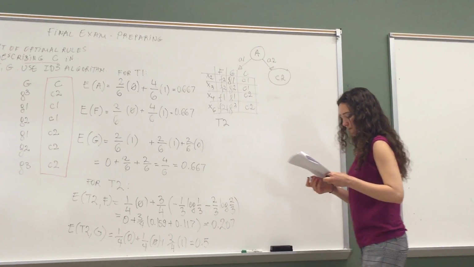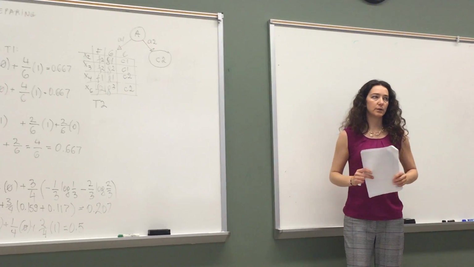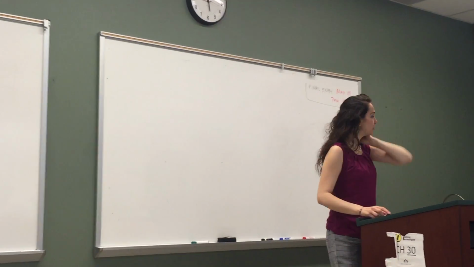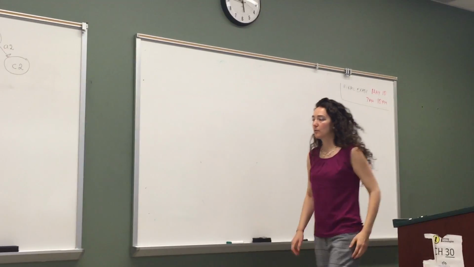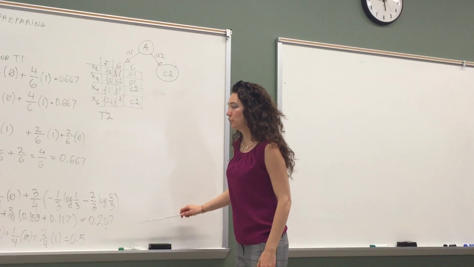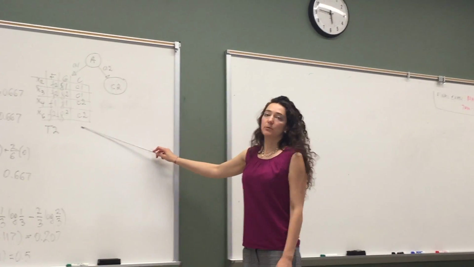We will choose the attribute with the smaller entropy. So which one are we going to choose? We're going to choose F, because it's 0.2 and G is 0.5. So next, this table will be split on F.